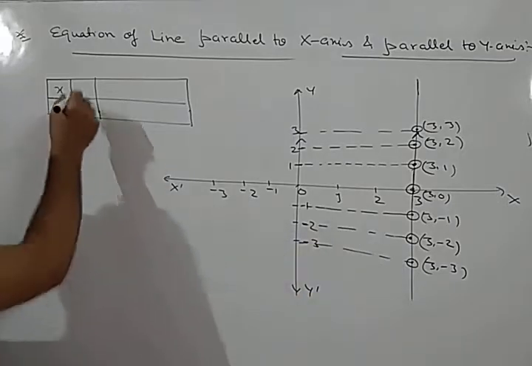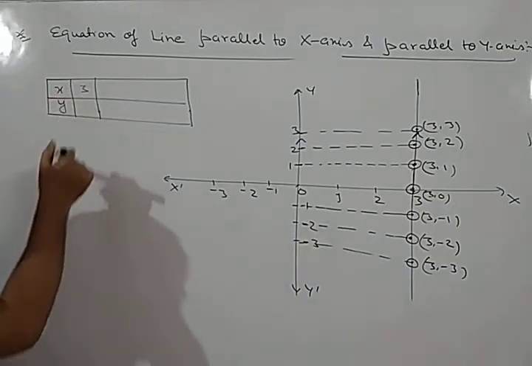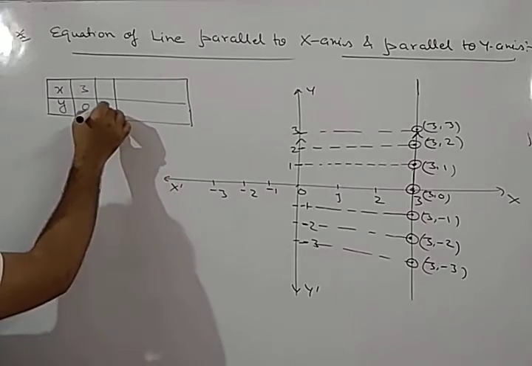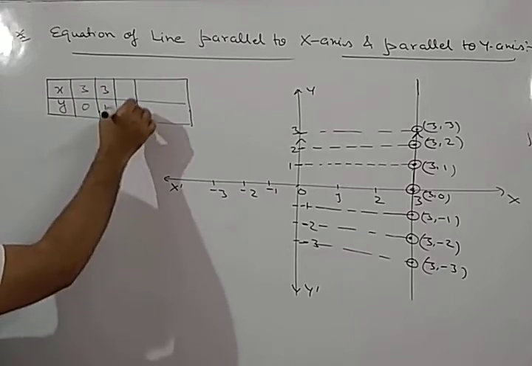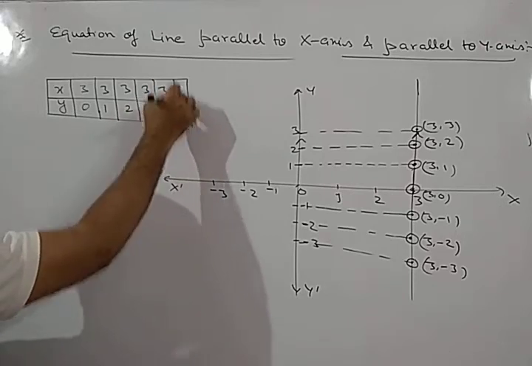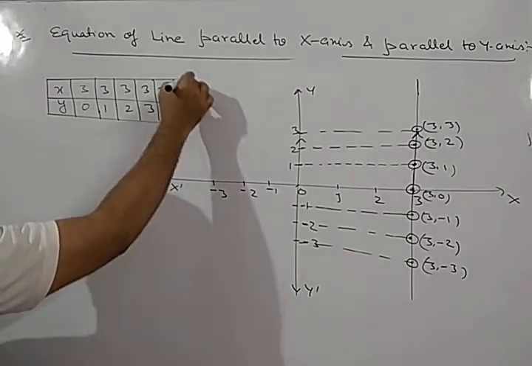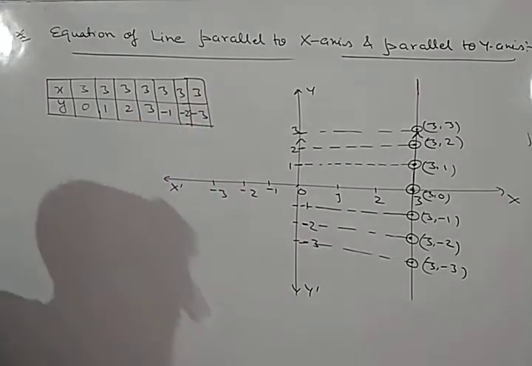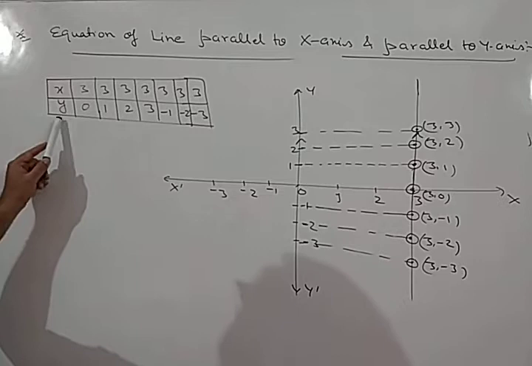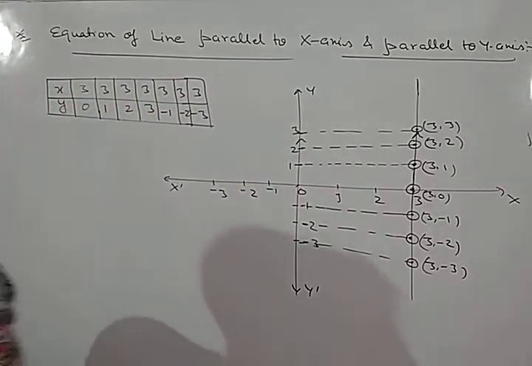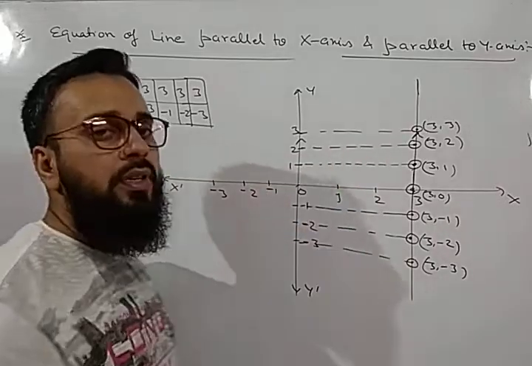So if we put the value of x as 3, then y will be equal to 0. Then y equal to 1, it is 3. Y equal to 2, 3. Y equal to 3, 3. Minus 1, 3. Minus 2, 3. And minus 3, 3. So we can see in the table, the value of y is continuously changing, but the value of x is constant. So it is like the equation of y-axis.